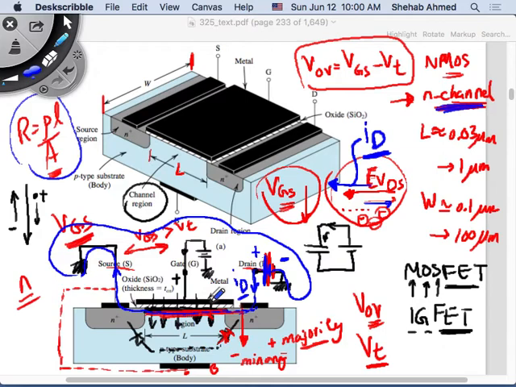Would it matter if we change the source and drain? No. What?